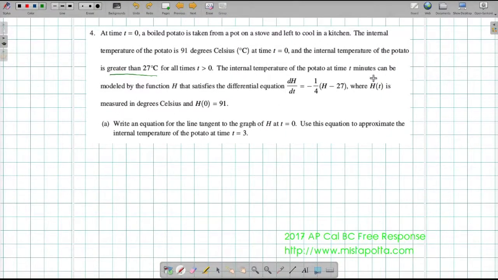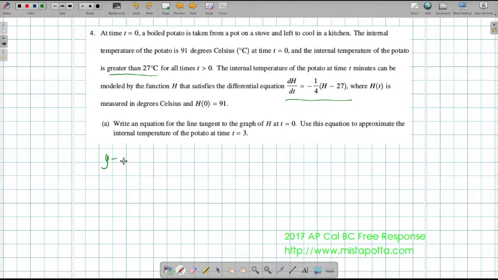The internal temperature is given by this differential equation. Notice that this differential equation is in terms of our dependent variable, not our independent variable. This is something we've seen quite a bit of on the AP exam. In part A, they want us to write an equation for the line tangent to the graph of h at t equals 0.